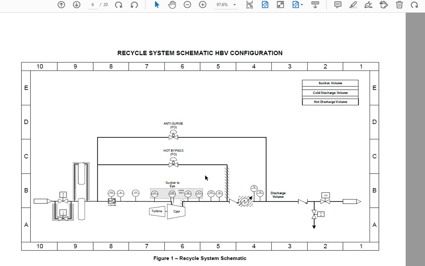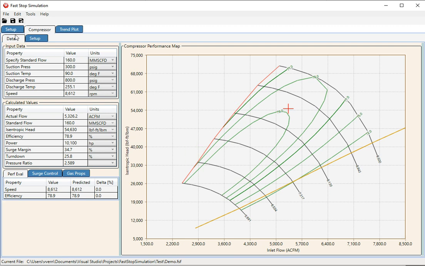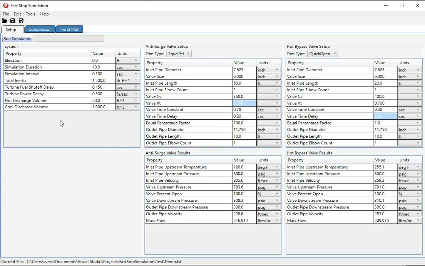Okay, now how do I do this fast stop model? Well, I basically wrote my own software to do it. I wrote a program in Visual Studio C# using RefProp from the National Institute of Standards to model the gas, both the densities, enthalpies, and the transport properties like viscosity. So a lot to look at on the screen.